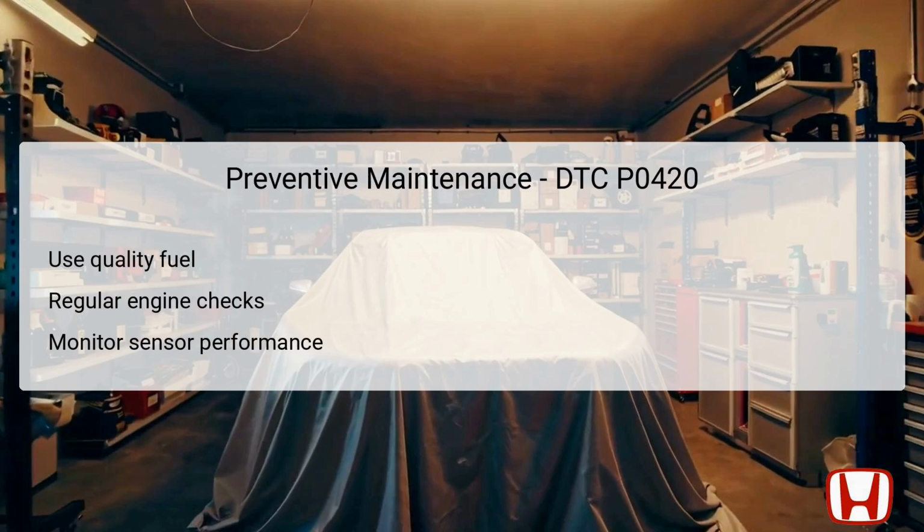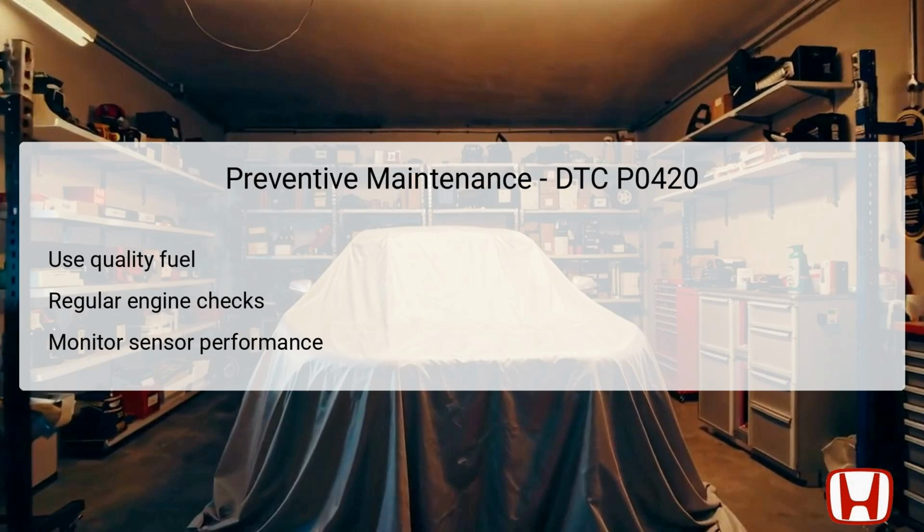To minimize the likelihood of encountering DTC P0420 in the future, it's important to adopt a preventive maintenance approach. First and foremost, always use high-quality fuel to prevent contamination and buildup that could damage the catalytic converter. Moreover, scheduling regular engine checks can help identify issues before they escalate.